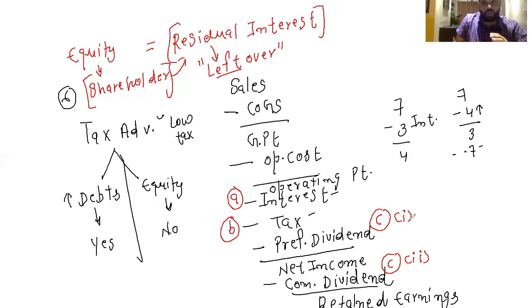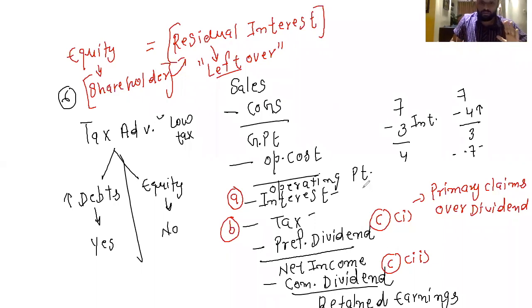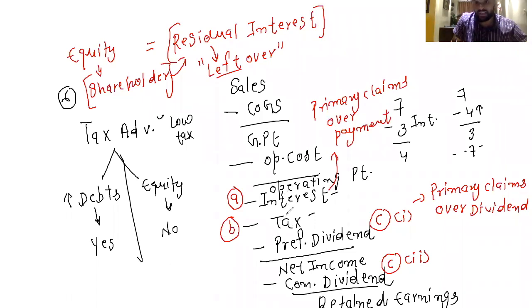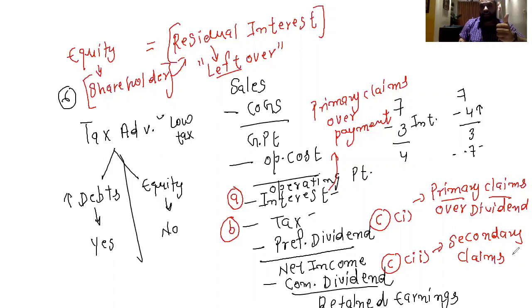So C1 means when the company is going to pay dividends, preference shareholders have primary claims. Primary claims, remember, over dividend. Not primary claims over any kind of payment. Interest has primary claims over payment. When the company is going to pay, it will pay debts first. But when the company is going to pay dividends, preference shareholders will receive dividends first. And common shareholders have secondary claims, right? Primary claims and secondary claims.